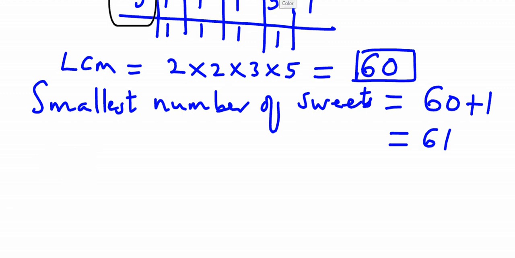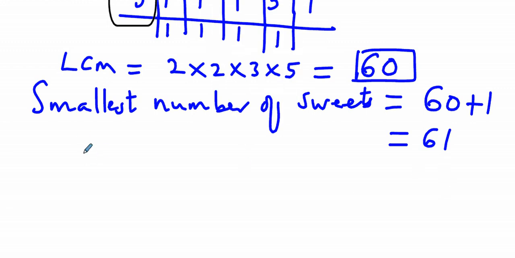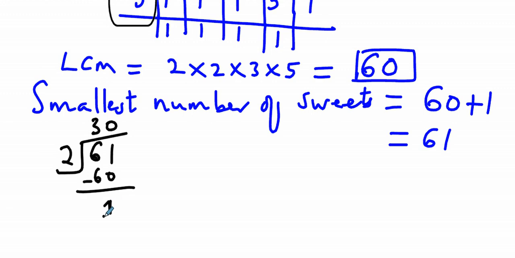Okay, so let us say Mia shares 61 sweets among 2 people, for example. So 61 divided by 2, that is 30. 30 times 2 is 60. So what is the remainder? The remainder is 1 sweet.